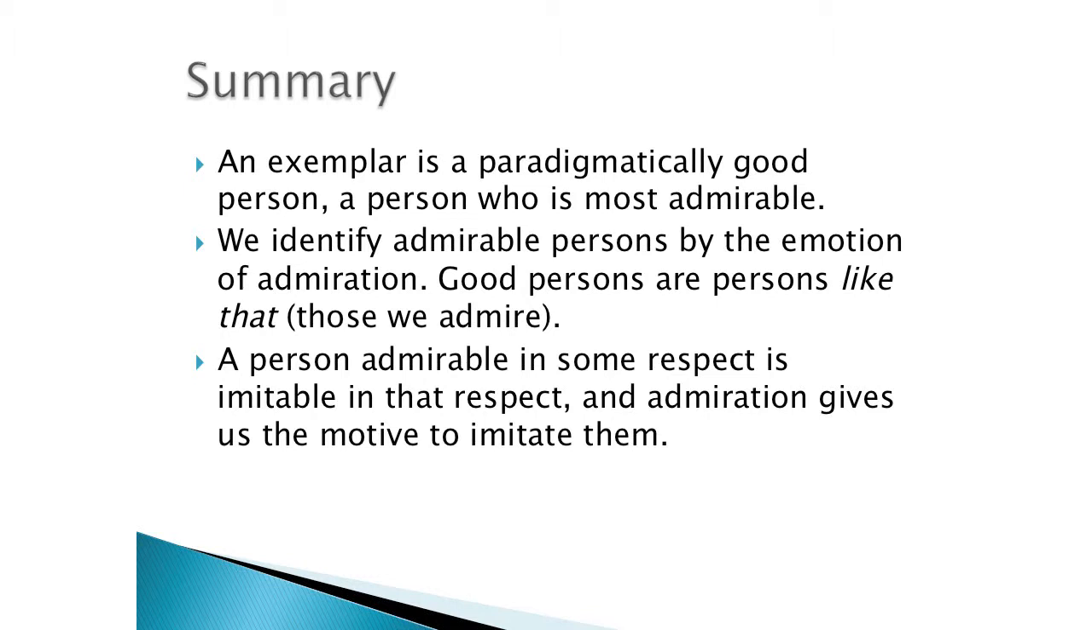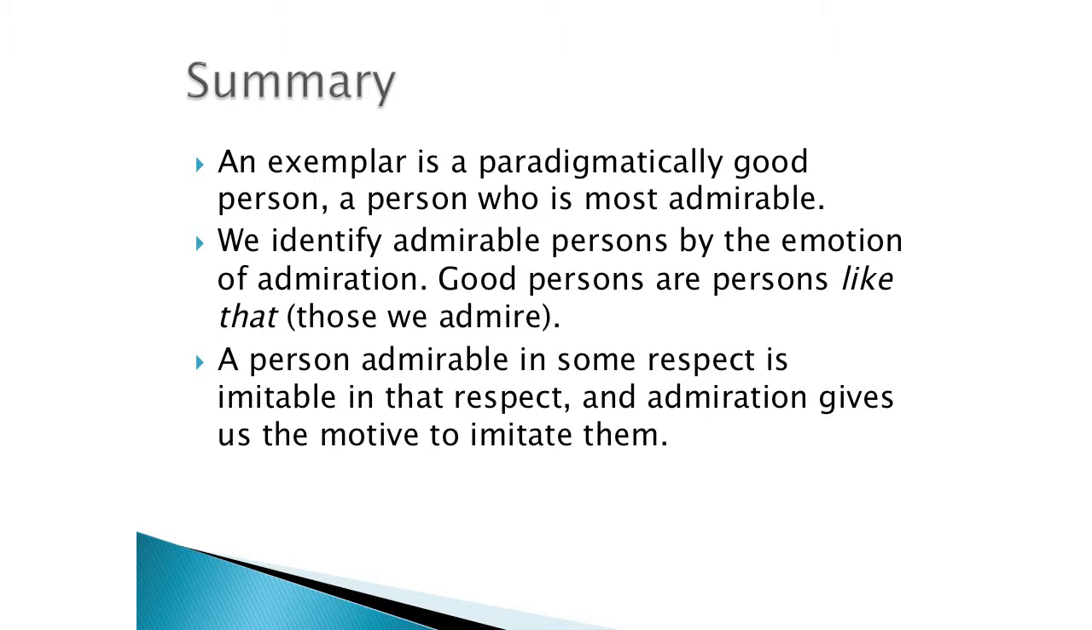So here's a brief summary. An exemplar is a paradigmatically good person, a person who's most admirable. We identify admirable persons by the emotion of admiration. Good persons are persons like that, those we admire. A person admirable in some respect is imitable in that respect, and admiration gives us the motive to imitate them. What I left out, what should be on there at the end, is that we find out in what respect we admire them by investigation. By investigation, we can find out the traits of the exemplars, the kinds of behaviors they engage in, what sorts of acts they consider appropriate, what they aim at, and so on, okay?